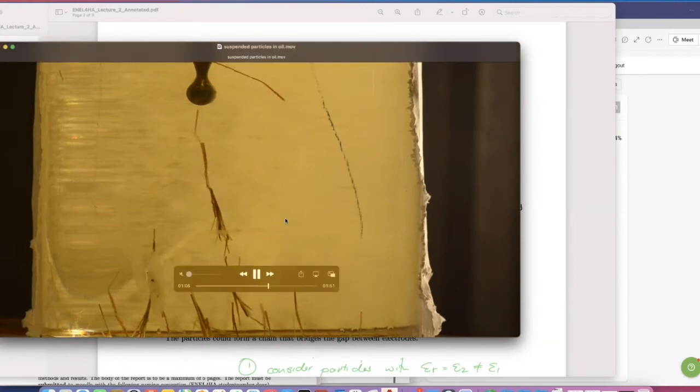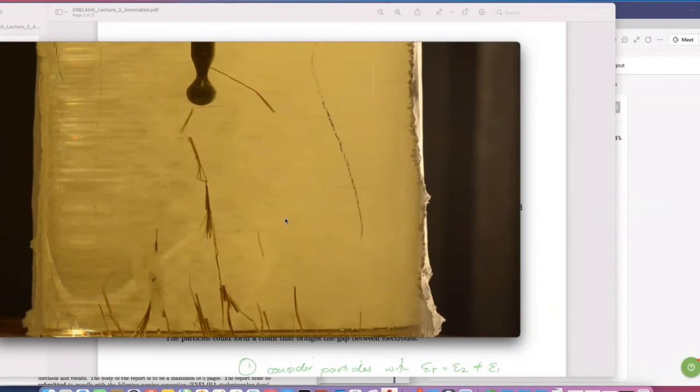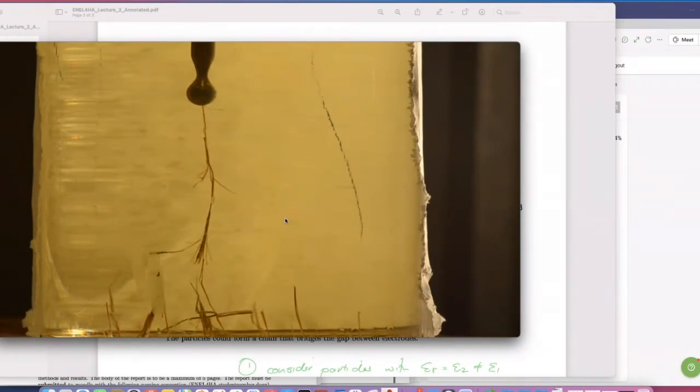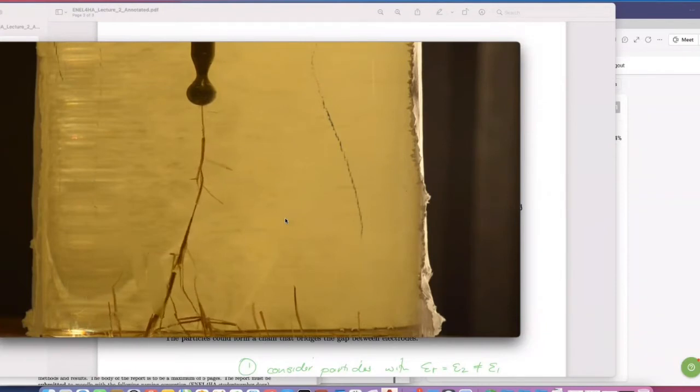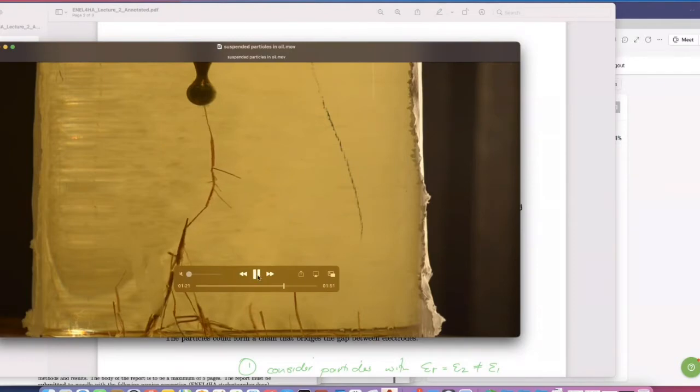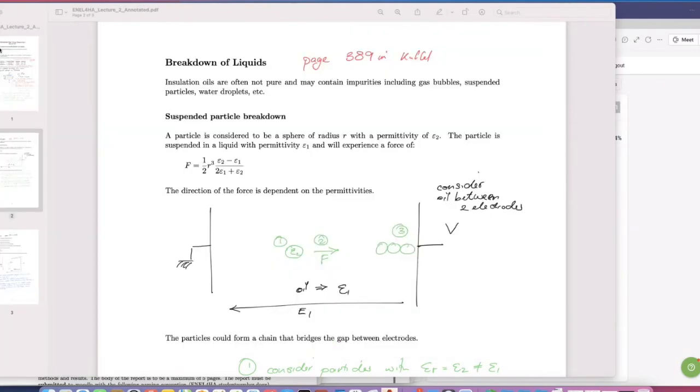So if those particles don't have as good a breakdown strength as the oil, that can lead to breakdown. You can see how it's crossed the gap. Right, let's close that.